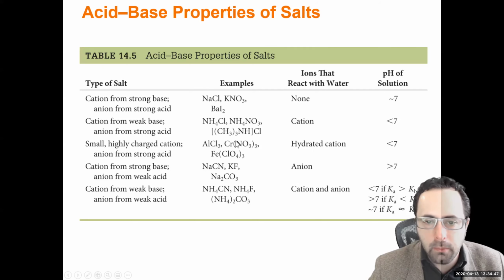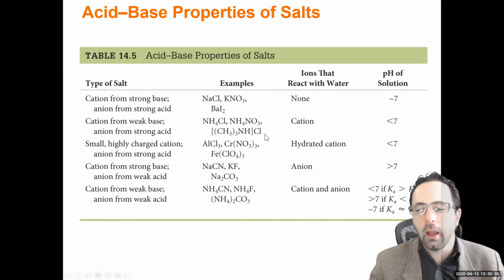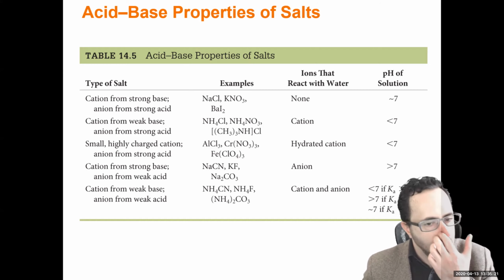So in summary, if you have a cation from a strong base and an anion from a strong acid, such as these guys, the solution will be neutral. The cation will not be basic, the anion will not be acidic. If you have a cation from a weak base and an anion from a strong acid, the cation from the weak base is the conjugate acid of a weak base, so it will be acidic and will cause the solution to be acidic. The anion from the strong acid will be neutral because strong acids separate from protons, so their conjugate base does not want to grab protons.